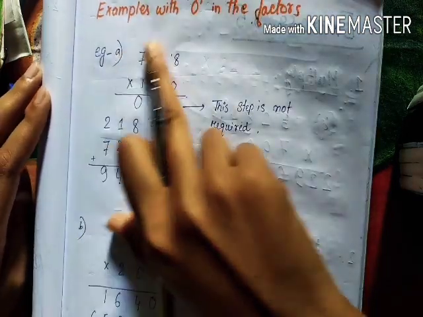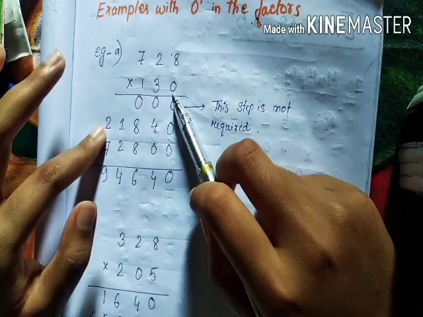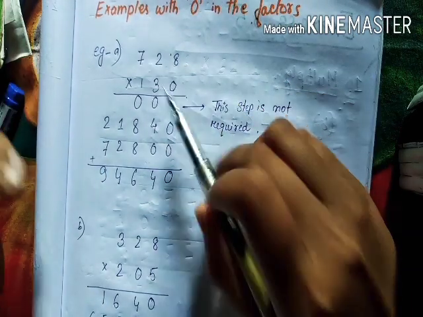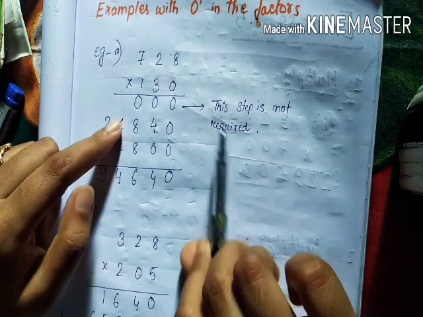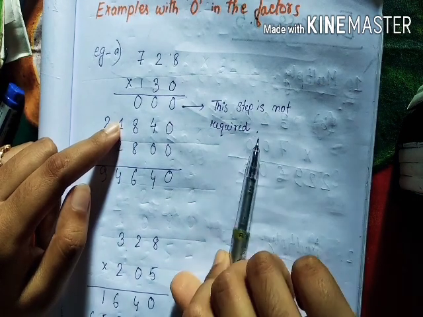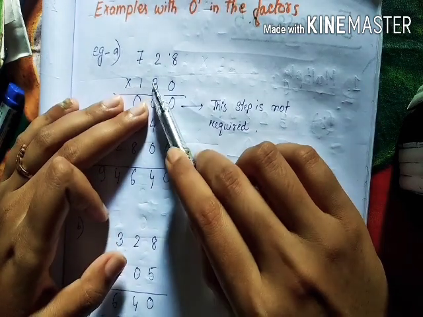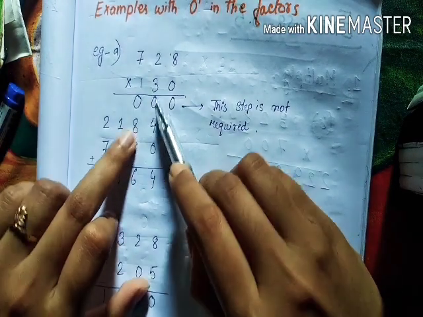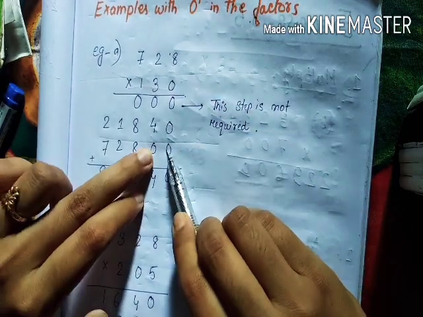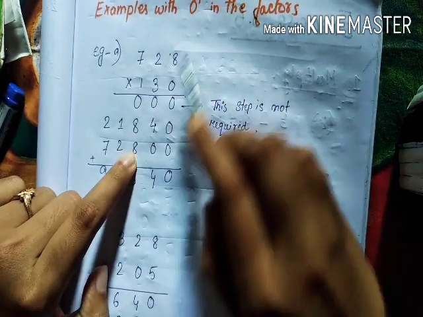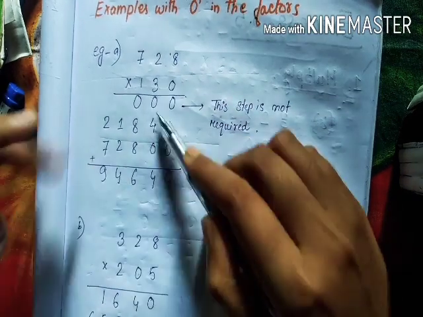So examples with 0 in the factor. When you are multiplying, if 0 is there, then what do you have to do? The ones place I have already shown you. If 0 is in the ones place, then you can skip this step; it is not required. You can just simply write 0 and start from the tens place here only. So it will be 4, 8, 1 and 2, and after that, putting 2 zeros, you have to start from the 100 place, that is 8 1s are 8, 2 2s are 2, 1 2 is 2 and 7 1s are 7. After that you have to do the sum.